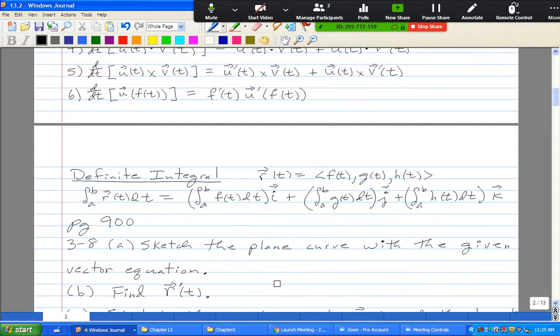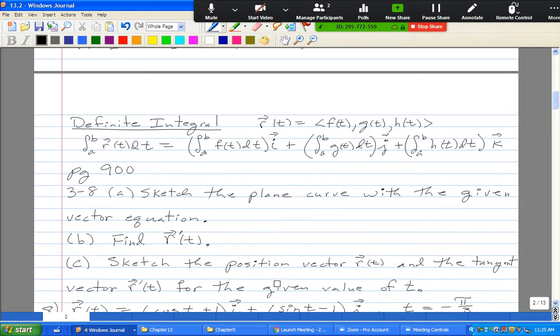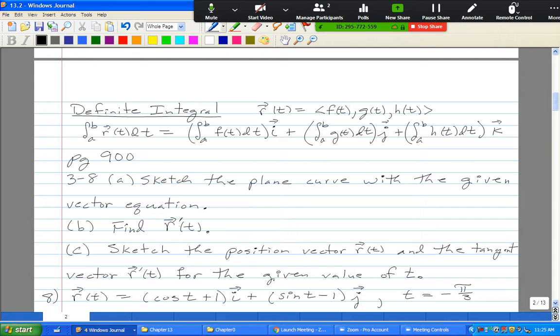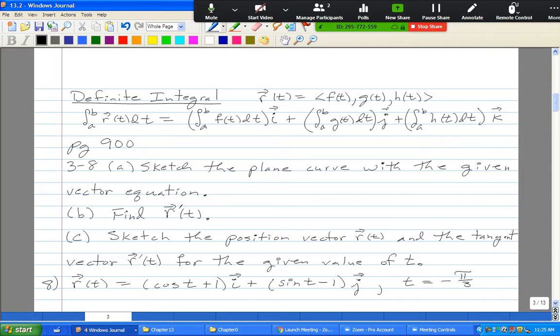On page 900, let's do problem 8. In exercises 3 through 8, A, sketch the plane curve with the given vector equation. B, find the derivative of the vector function r. C, sketch the position vector r and the tangent vector r prime for the given value of t.